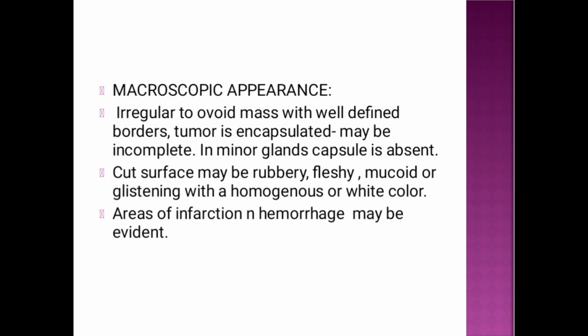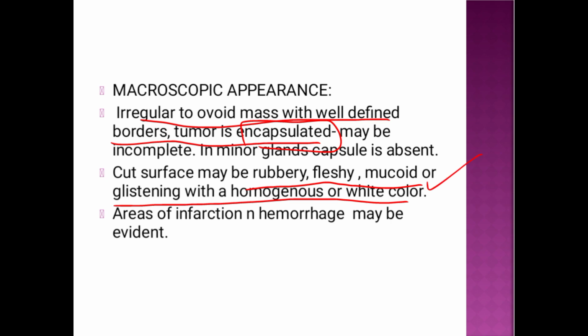Okay, coming towards the macroscopic appearance. Basically, it is a well defined, irregular ovoid mass. The tumor is encapsulated, a very important point, though the capsule may be incomplete. In minor glands, the capsule is absent. Cut surface may be rubbery. Always remember, fleshy or mucoid and glistening with a homogeneous white color. All very important.